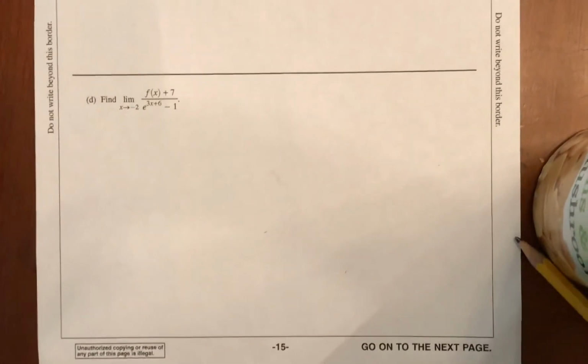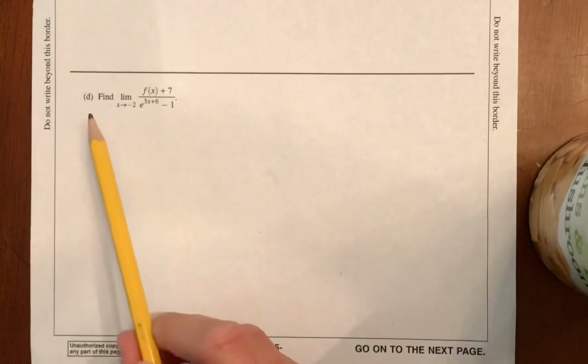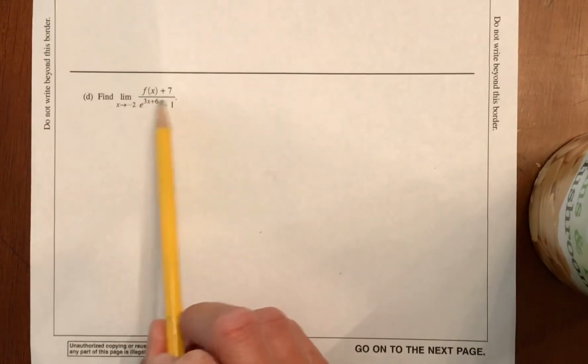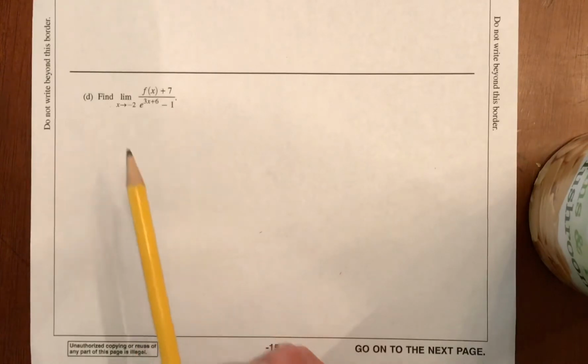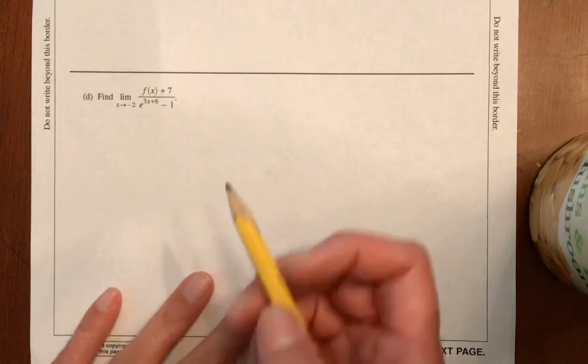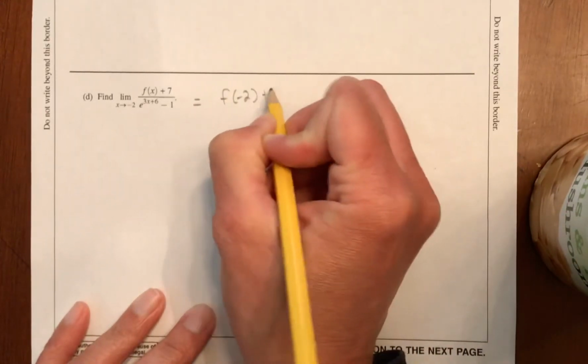All right, so here's part D, our final FRQ practice for this week. They asked us to find the limit as x approaches -2 of (f(x) + 7) over (e^(3x+6) - 1). So the first thing I'm always going to do is go ahead and try to use substitution. So I'm going to go ahead and plug in -2.